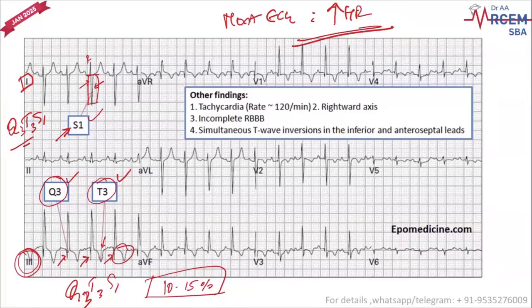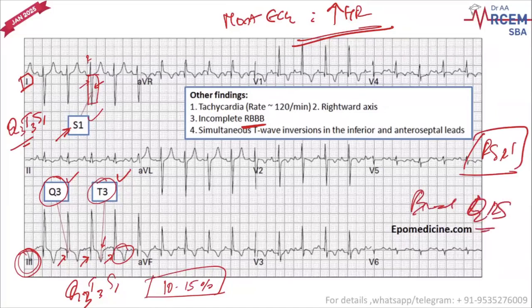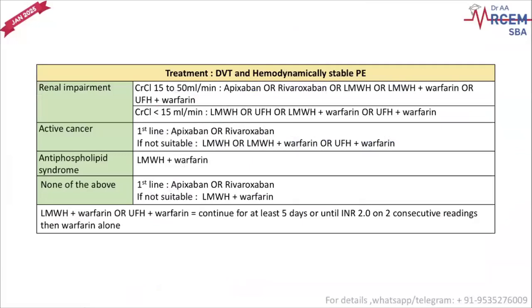Along with it, there might be some RV strain patterns like incomplete RBBB. Incomplete RBBB means you are seeing an RSR dash pattern, but there is no broad QRS complex. That is the incomplete RBBB we are talking about here.